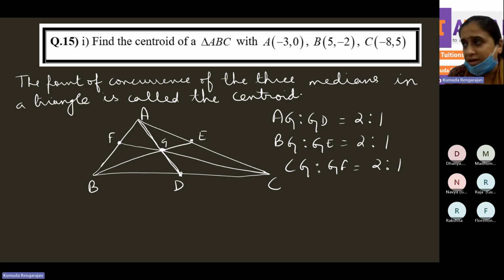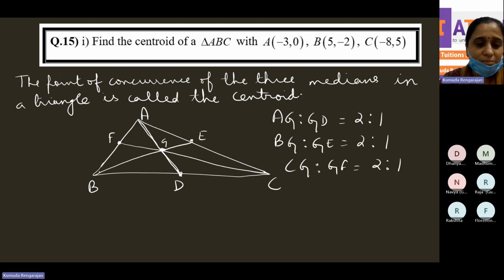Point G lies on AD. That means it will divide AD in some specific ratio. That ratio is always 2:1. Now, which is two parts, which is one part? From the vertex to the centroid is two parts. From the centroid to the midpoint of the opposite side is one part. Don't extend that.